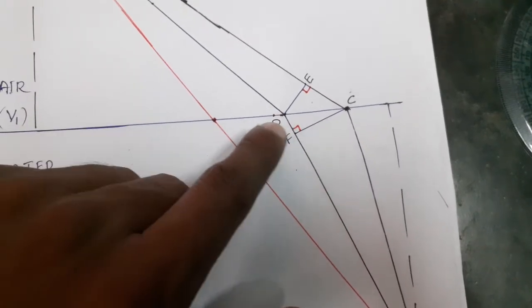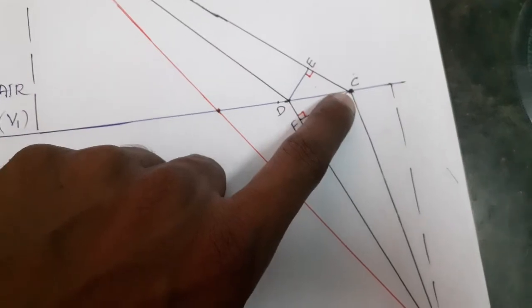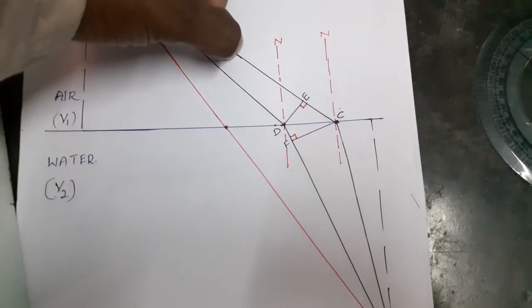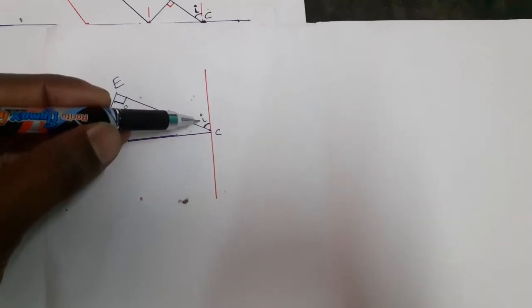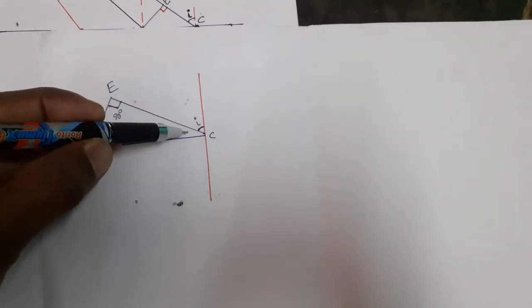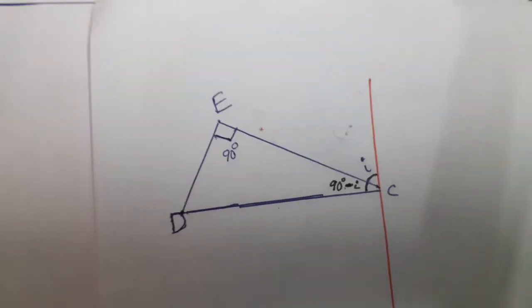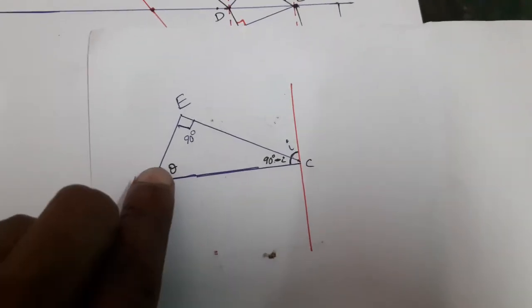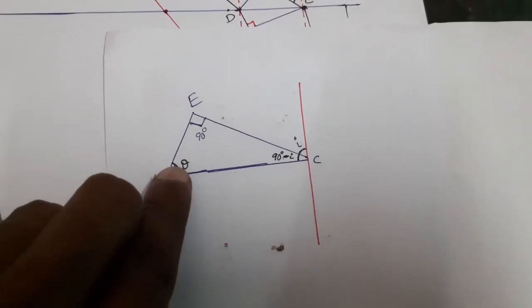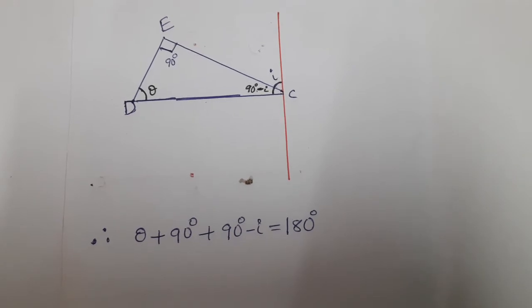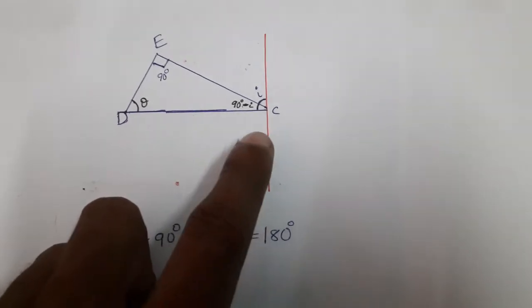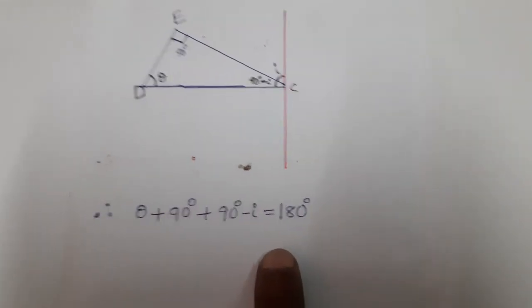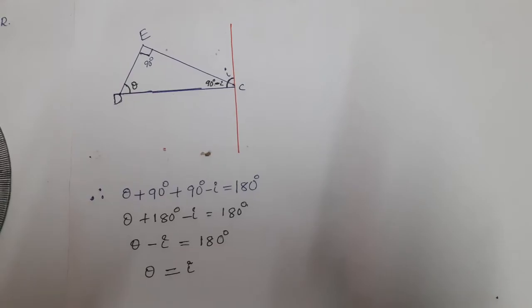Now draw normals at D and C. These are normals. This is the angle of incidence, so this is I. So this should be 90 degrees minus I. Why? Because it is the right angle. So just imagine this angle is theta. But the sum of the interior angles should be 180 degrees. So theta plus 90 degrees plus 90 degrees minus I is equal to 180 degrees. So we get theta is equal to I.